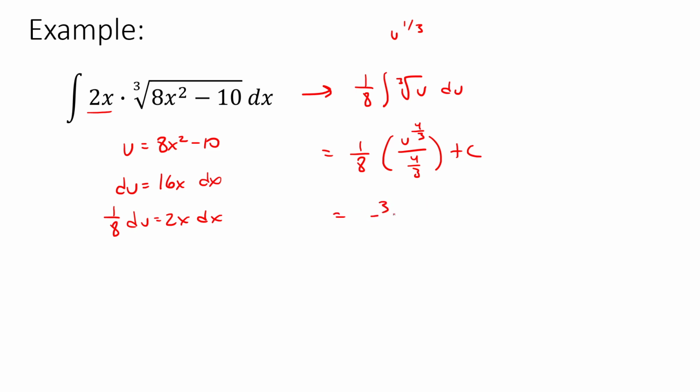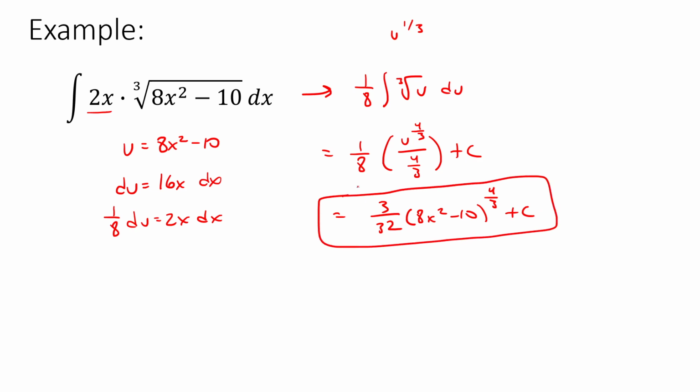So that's going to be 3 over 32. And then I'll just put my x back in. So 8x squared minus 10 to the 4/3 plus c. And that's my answer.